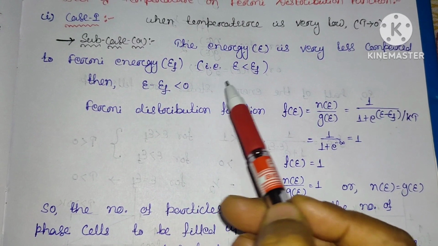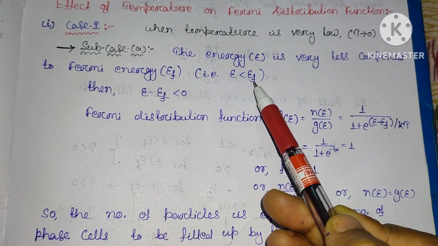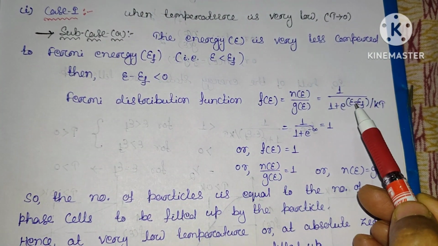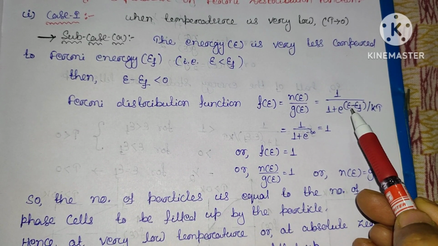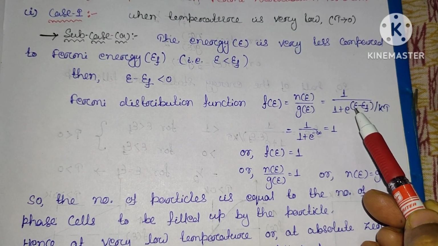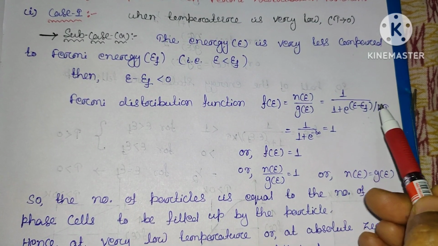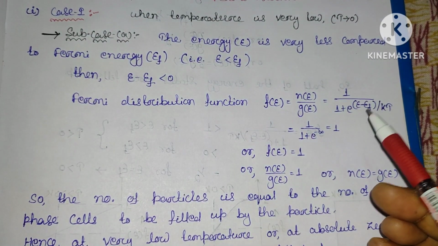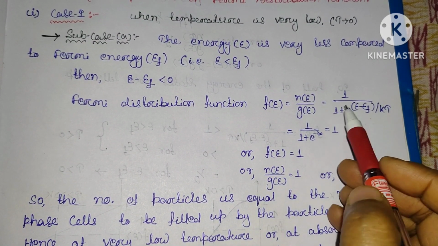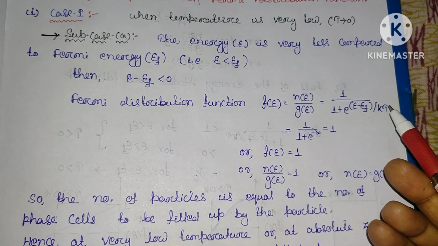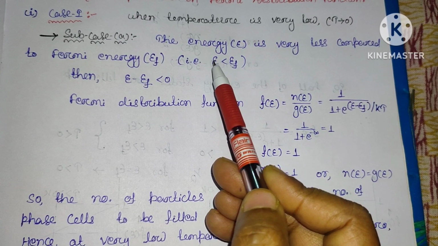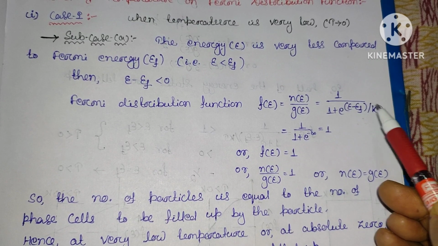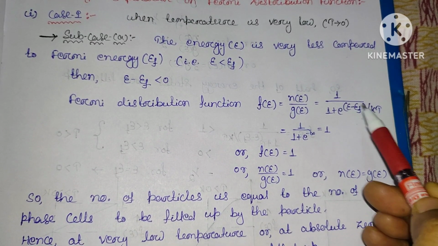So here we are considering that E will be less than EF. Since this energy is less than EF, E minus EF will be a negative term, divided by T. T tends to 0, and something divided by 0 goes to infinity. Here we are subtracting a larger value from a smaller one, so E minus EF gives a negative component. This negative component divided by 0 will be minus infinity.